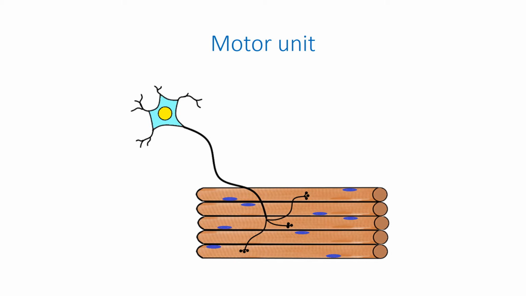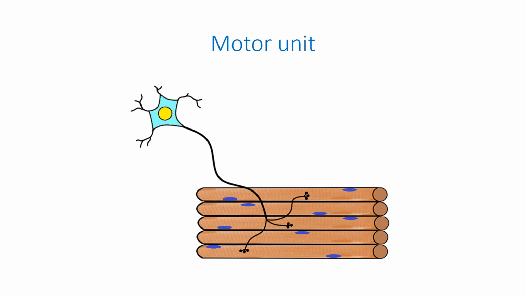It is known that axons have terminal branches. Thus, one neuron may innervate many muscle fibers. A neuron with muscle fibers which it innervates is termed a motor unit. The quantity of innervated muscle fibers by a single neuron depends on the nature of the muscle.